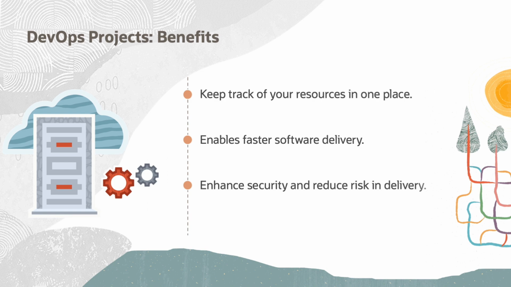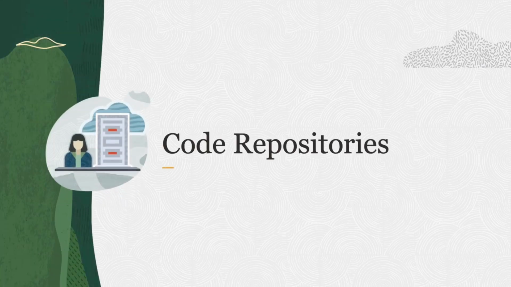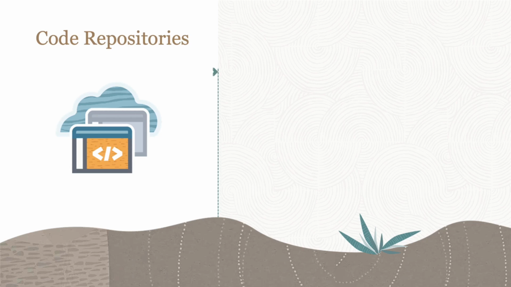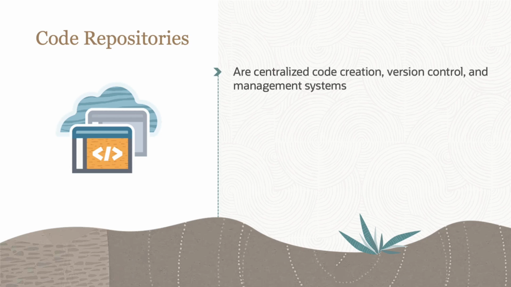DevOps project provides the feature to enable logging, monitoring, and notification for all your DevOps resources. DevOps logs emit all the DevOps project resource logs, which can be used for troubleshooting and optimally managing OCI resources. You can create a DevOps project in the OCI console or by using an API or command line interface. Let's understand the code repositories in detail. Code repositories are centralized code creation, version control, and management systems. They archive previous stages of code and related documentation.